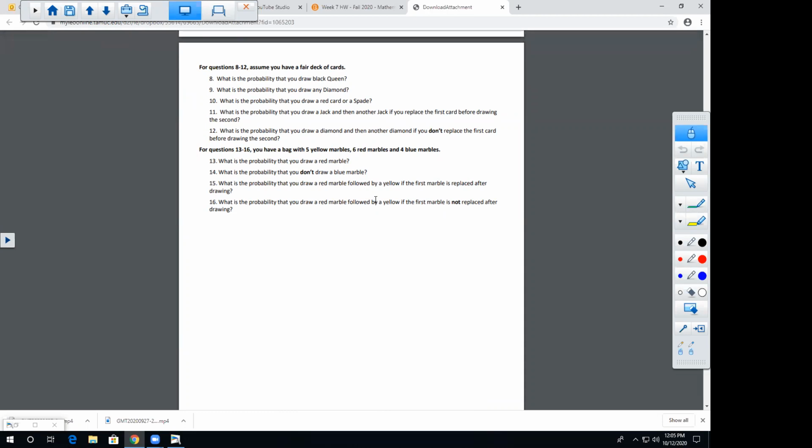It says, what's the probability that you draw a red marble followed by a yellow marble if the first marble is replaced after the drawing? Let me write this down on my paper real fast. So this is 15 and 16 homework, week 7. There are 5 yellow marbles, 6 red and 4 blue. For problem number 15, we're trying to see red, then yellow, if it is replaced. And then 16 is when it's not replaced.